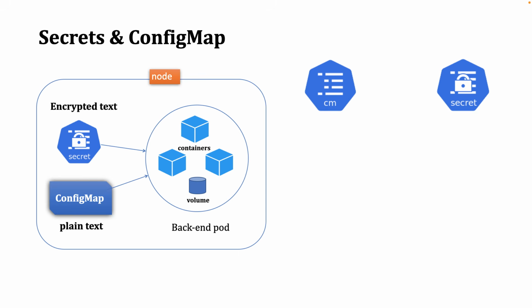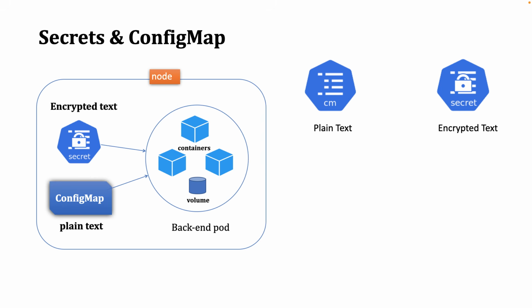So there are two components, config map and secret. First of all, both are present outside of the pods, so within a node, all the pods can access that particular config map and secrets. And the basic difference between these two: config map usually stores information as plain text in key value pair format, whereas secrets store the information in encrypted text. This is the basic difference between these two components.